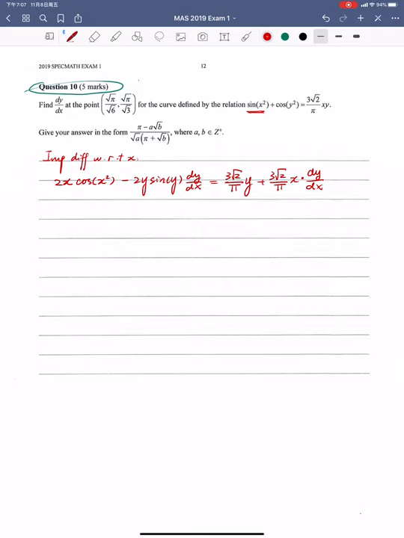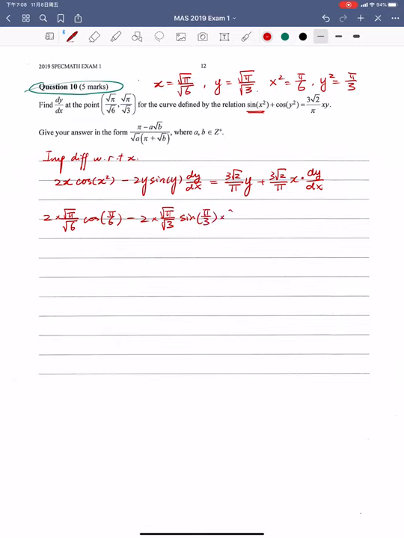Now I'm using x equals square root pi on square root of 6, y equals square root pi on square root 3. I know x squared will be just pi on 6, y squared will be pi on 3. So 2 times root pi on root 6 cos pi on 6 minus 2 times root pi on root 3 sine pi on 3 times dy dx equals 3 root 2 on pi times root pi on root 3 plus 3 root 2 on pi times root pi on root 6 times dy dx.